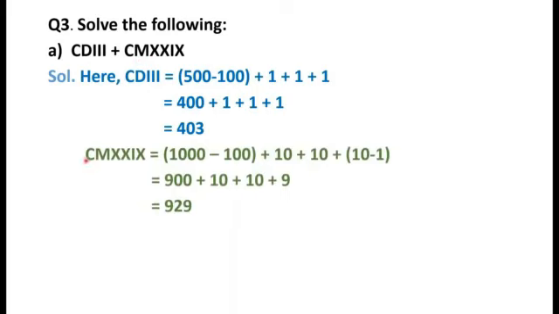CMXXIX. So C is 100, M is 1000. The smaller one is again coming first. So that is why we will subtract C from M. That is 1000 minus 100. So when we subtract 1000 minus 100, we will get 900. Then for X and X, 2 times X, we will add 10 plus 10 and then IX. So 10 minus 1. We will subtract I from X as the smaller one is coming first and then comes the bigger one. So IX, 10 minus 1. So 1000 minus 100 is 900. Then 10, then again 10, and 10 minus 1 is 9.